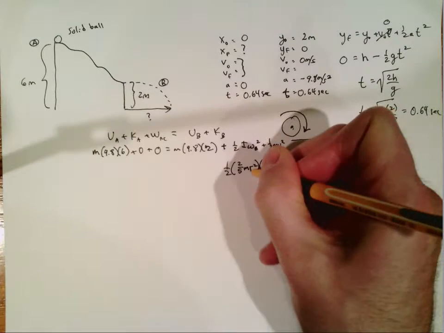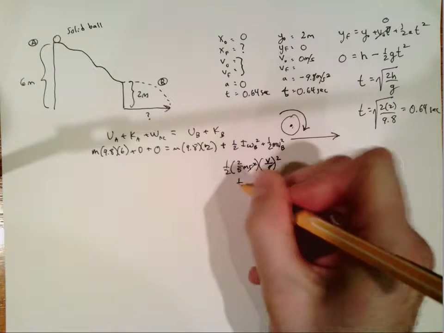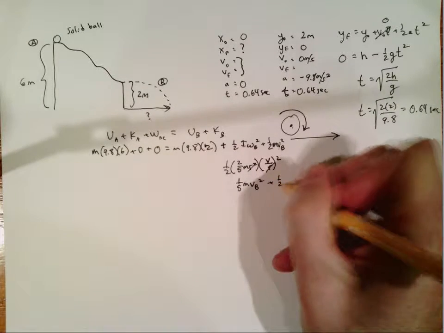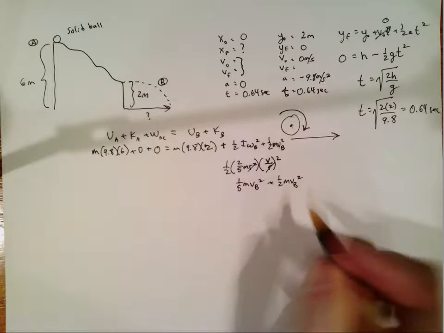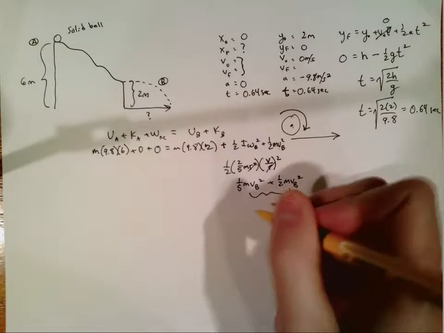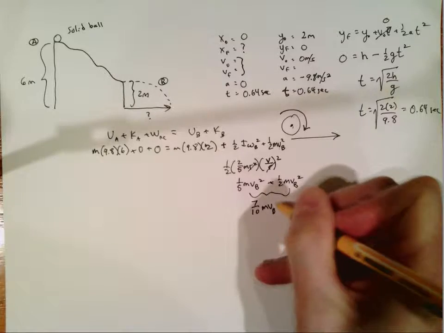And so that actually allows the r squared to cancel out, and a half times 2/5 is 1/5, and then mv squared, plus over here 1/2 mv squared from the translational kinetic energy. So these two can be combined. They have a common denominator of 10, and so you end up with 7/10 mv squared.